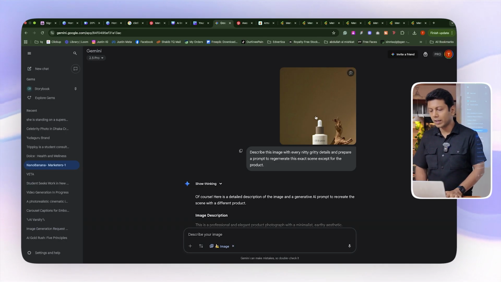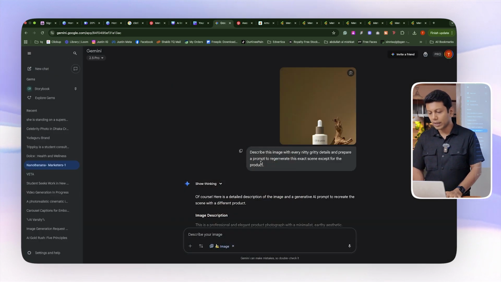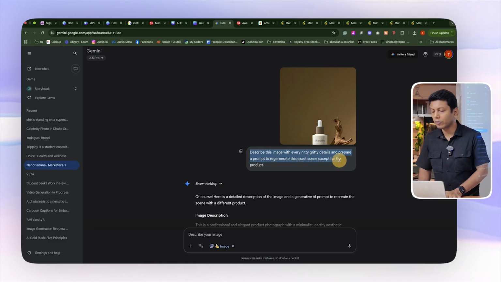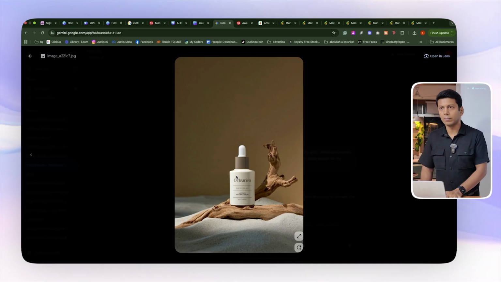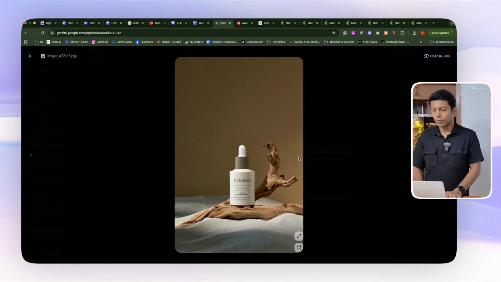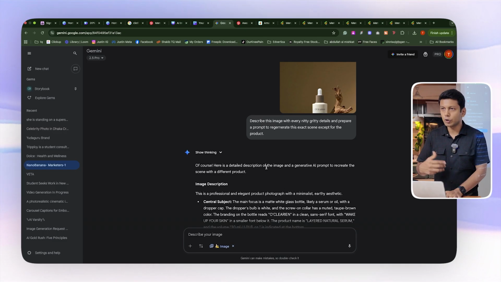In the Gemini app, I uploaded the reference image here, and I gave a very simple prompt: describe this image with every nitty-gritty detail and prepare a prompt to regenerate this exact scene except for the product. Now you may ask, can't I directly replace the product in this image? But there's a problem. This particular design was prepared by a designer, an artist or a team. So, respecting them, instead of just copying their exact design, the best way is to use their reference image to create a prompt and then use that prompt to prepare our own version.